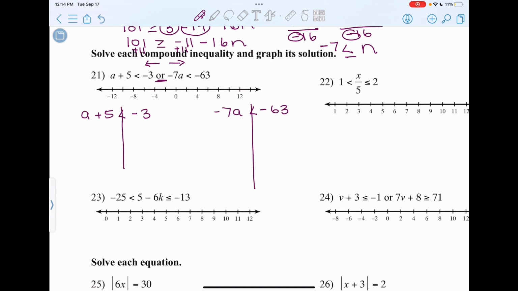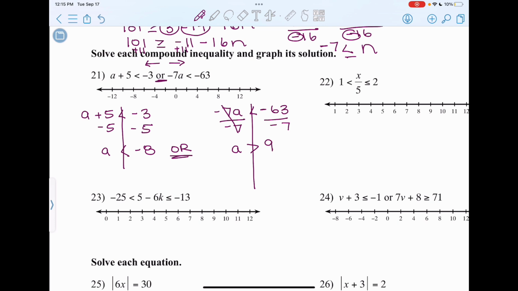To get a by itself here, I'm going to subtract 5. And so this tells me that a is going to be less than negative 8. Or, to solve the other side, I need to divide by negative 7 to both sides. And because I divided by a negative, I have to flip my sign. And negative 63 divided by negative 7 is a positive 9.